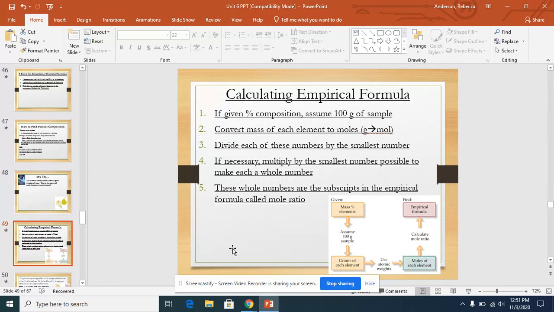Okay, so here is how we calculate empirical formula when you are given the percent composition. Step 1, if you're given percent composition, assume 100 grams of that sample. Step 2, convert mass of each element to moles. So you're going from grams to moles. Step 3, divide each of these numbers by the smallest number, and then if necessary, multiply by a number to make each a whole number. These whole numbers are the subscripts in the empirical formula, called the mole ratio.